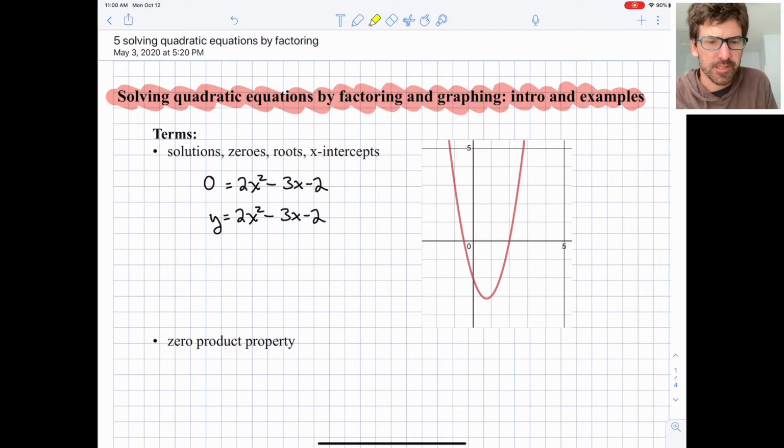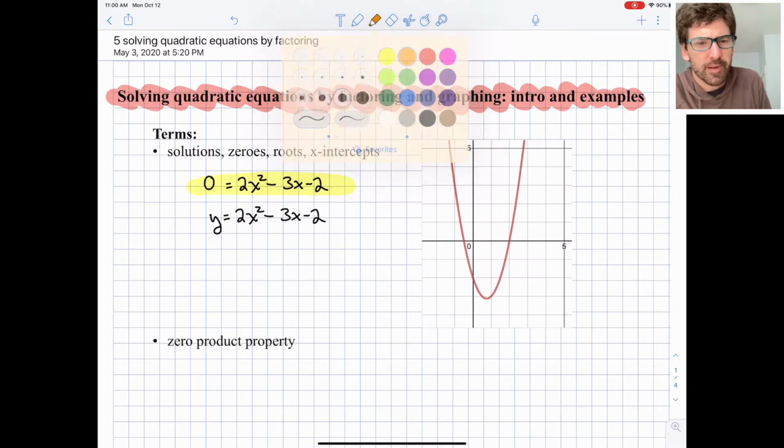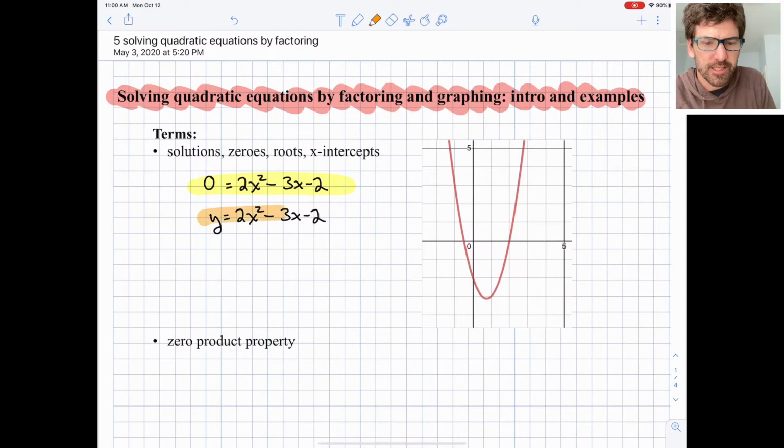So we have this particular quadratic equation right here in one variable. There's only an x variable. It happens to be equal to 0, and we might want to solve for what x would be, okay? And that would be the solution to this quadratic equation. We can also think about what zeros, roots, and x-intercepts are.